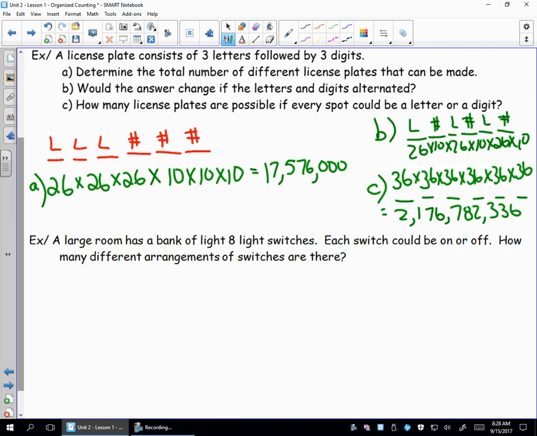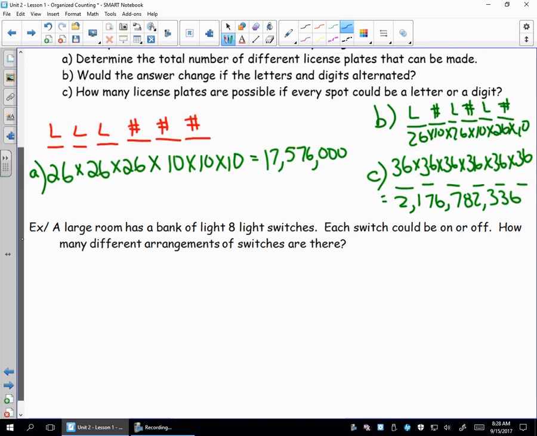Okay. So when provinces run on license plates, they don't necessarily change the order of things, but they may change what's allowed in each spot. And that can totally change how many license plates you make. Okay, let's try the next one. Okay, a couple more of these.